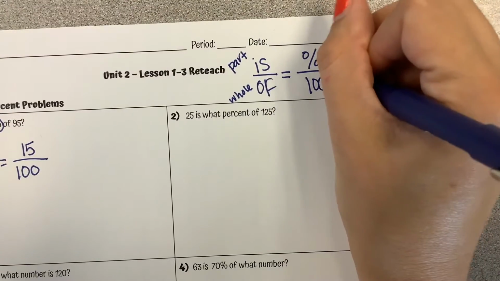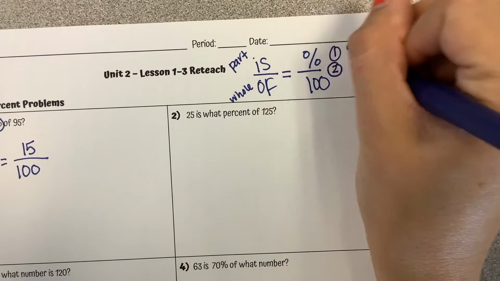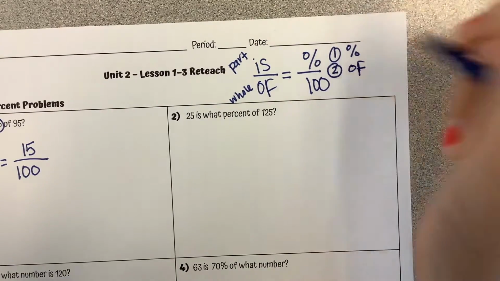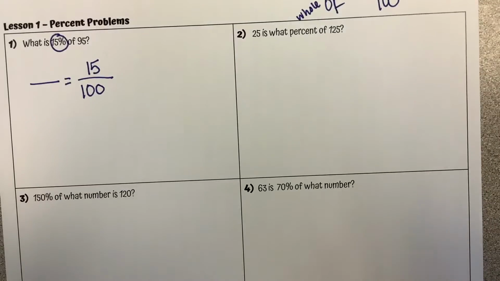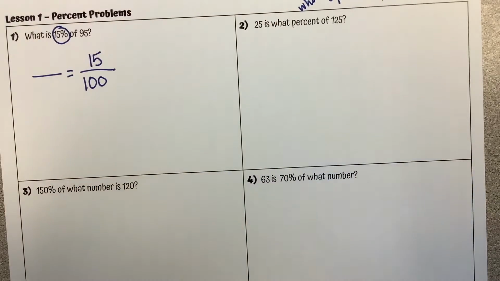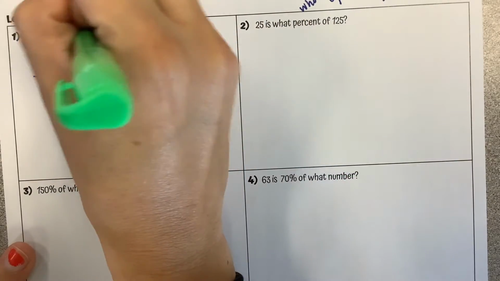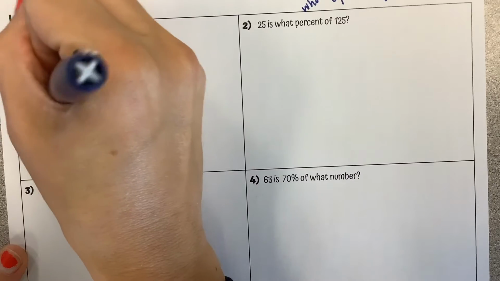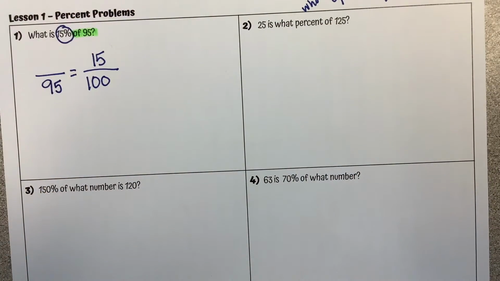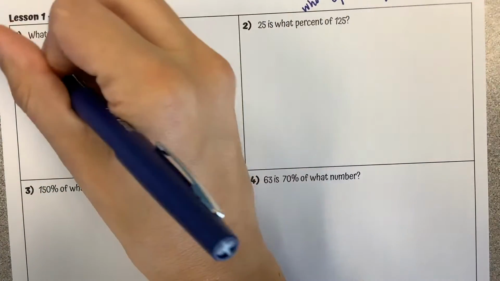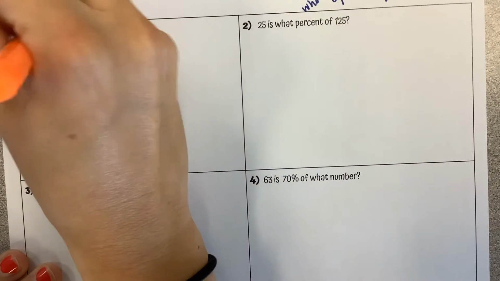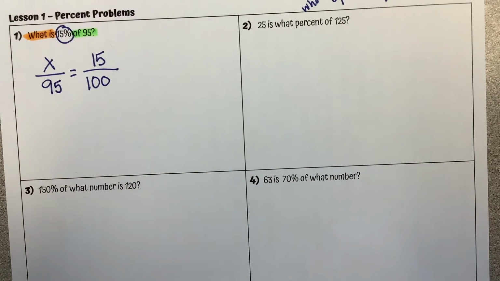Next thing I look for is of. And specifically, the whole comes after the word of. So I'm finding the word of, and the part that comes after says of 95. So that tells me the whole is 95. Which by default means we should be solving for the part, which makes sense. Is tells us the part, and it says what is. We don't know what is.